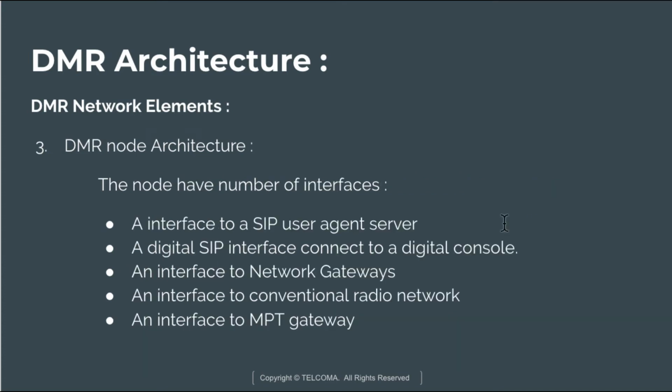The next point is that the node has a number of interfaces. So here it has an interface to a SIP user agent server, a digital SIP interface connecting to a digital console, an interface to the network gateway, an interface to the conventional radio network, and an interface to the MPT gateway. So these are the interfaces that are provided over the DMR node controller.